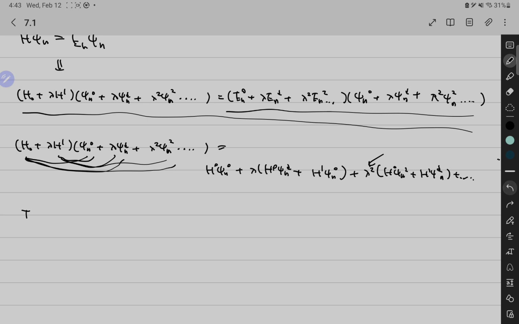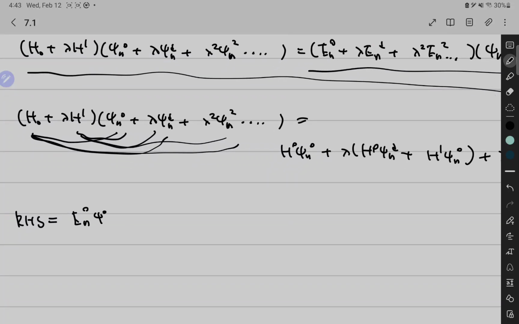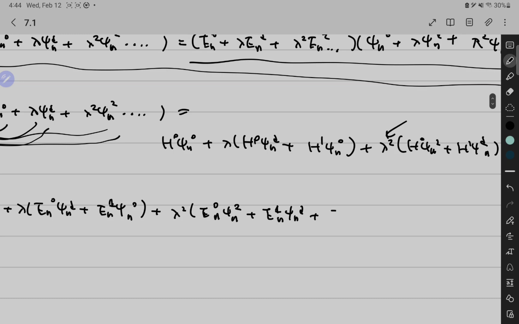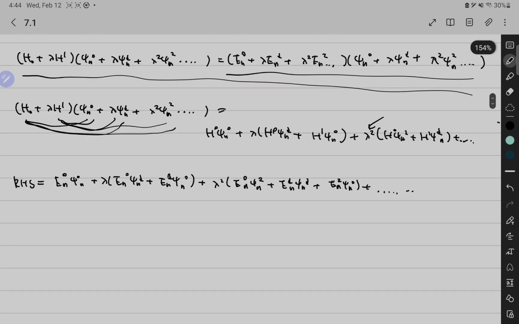So the right hand side is equal to, if you expand following the same logic, this is what you're going to get: plus lambda, plus E1 and psi 1 plus E2 and psi 0 plus blah, blah, blah. So it follows the same logic of how we obtained this expression, right? You just multiply each term by each term, you collect the like terms, in this case the lambdas, and then you can simplify them into this.